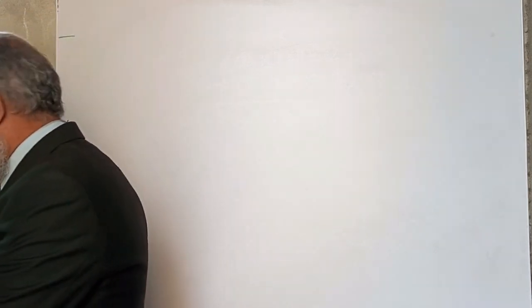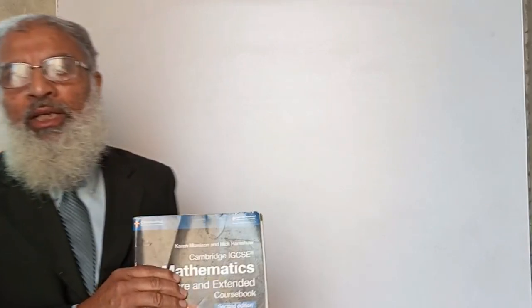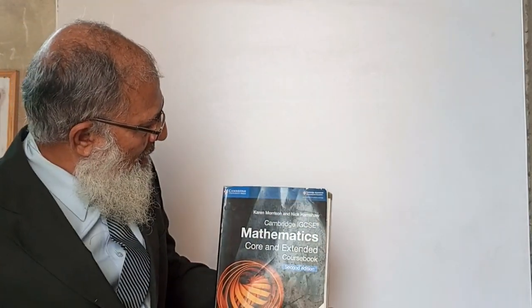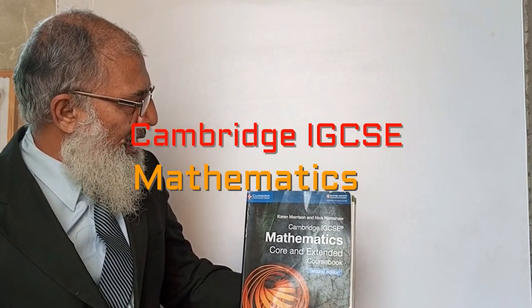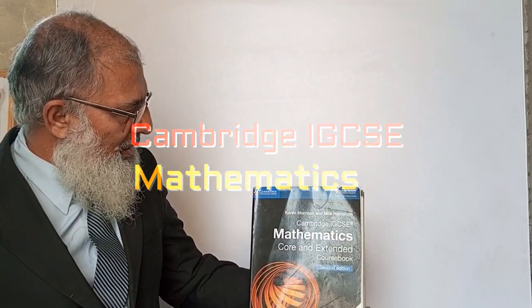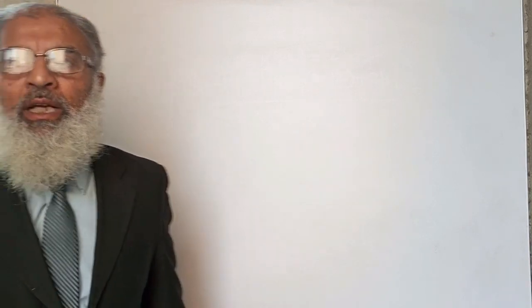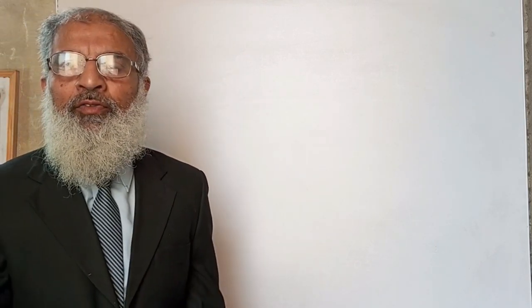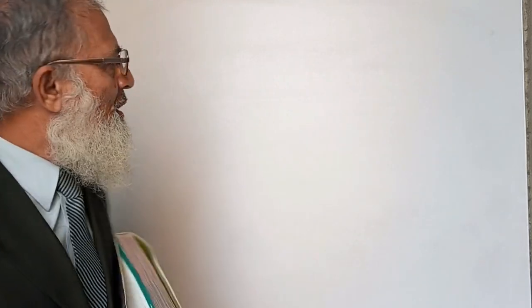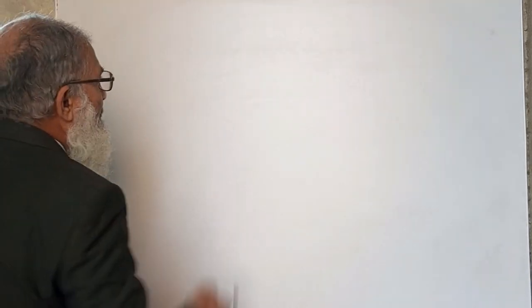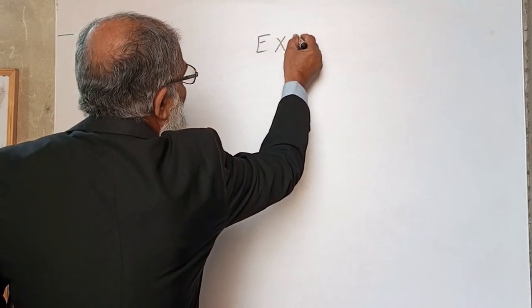To remind you that we were doing this book, Karen Morrison and Nick Hamshaw, Cambridge IGCSE Mathematics Core and Extended Course Book, second edition. We have already covered about 16 exercises, and today it is the turn of the 17th exercise. The 17th exercise is the last exercise, and it is a very simple exercise. Let me start. Exercise 1.17.